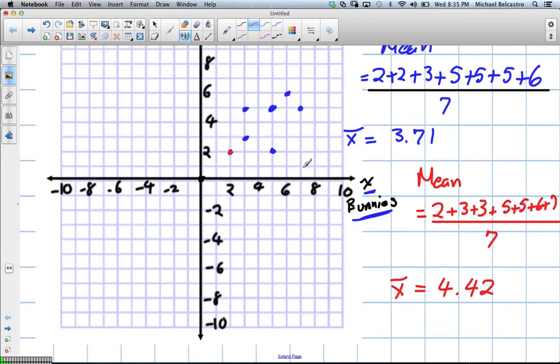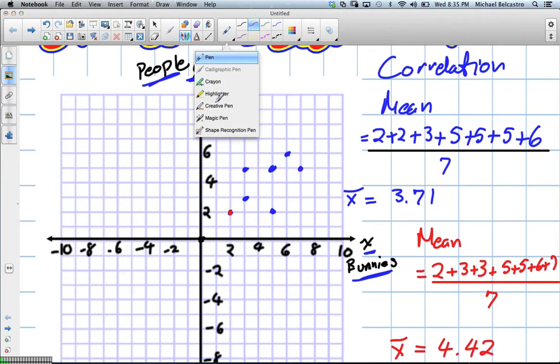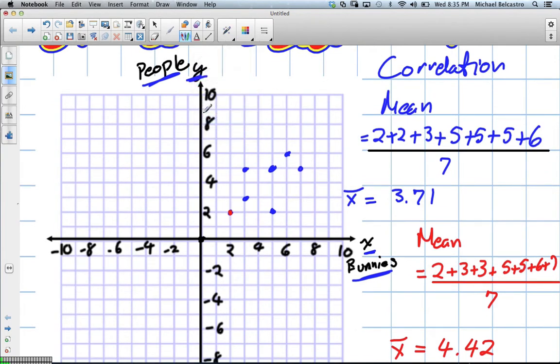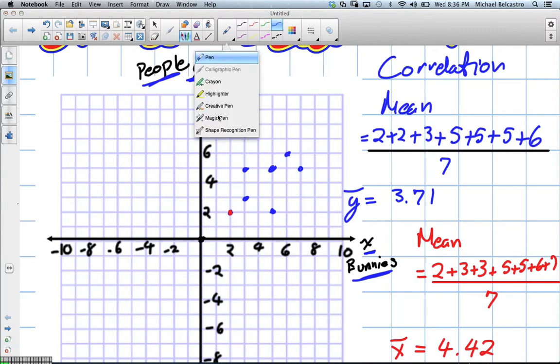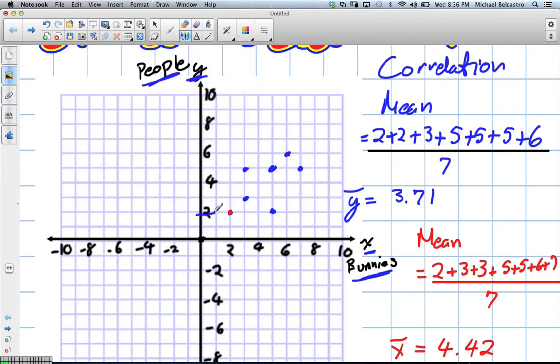Now, in order to standardize this, what we actually have to do, and the way they've written it in your... You're right. We should put y bar for the people. This should be y bar, right? Because that's measured on our y-axis. What they want us to do is find the z-scores of each of these.